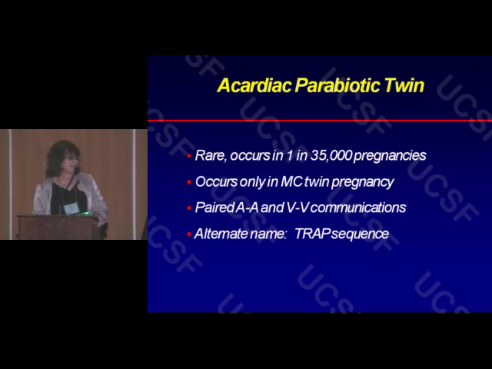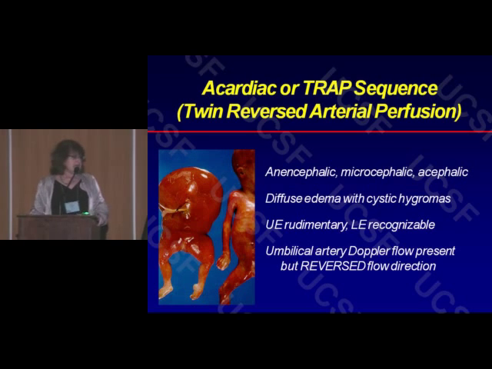It arises in a monochorionic twin pair. There have to be vascular connections. One of the terms for this is TRAP sequence, which stands for twin reversed arterial perfusion. One twin is structurally totally normal with a potential good outcome, but the co-twin, you can see a path specimen here, is distinctly abnormal and not viable, usually acephalic, with diffuse edema and hygromas. Rarely does it have upper extremities, but the lower extremities can be quite recognizable.